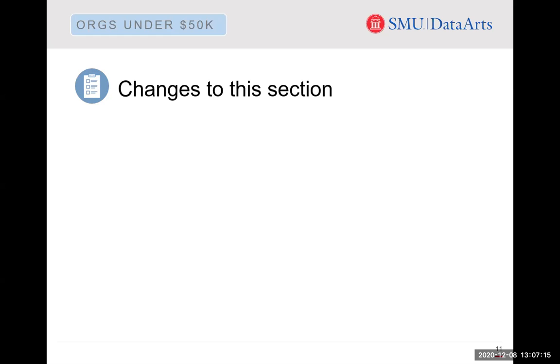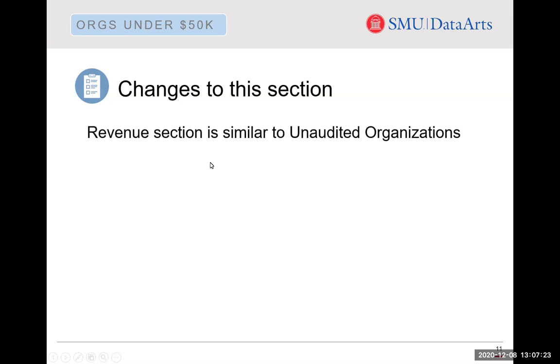So let's take a look at organizations under 50K in expenses. What does their revenue section look like? For these organizations, you'll see more data points within this section than what was available historically, because we've made a change so that the revenue section is similar for orgs under 50K and unaudited organizations. This means that the profile will have a few additional line items, but reports for small organizations will also look similar or the same to reports for larger organizations.